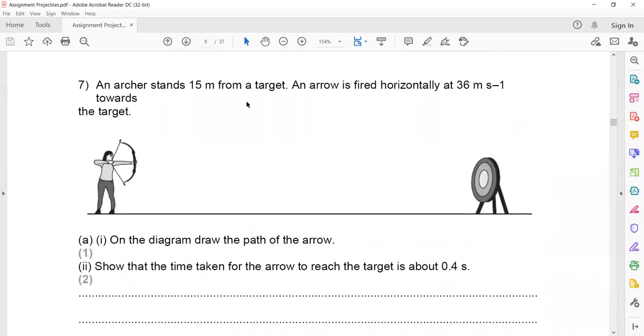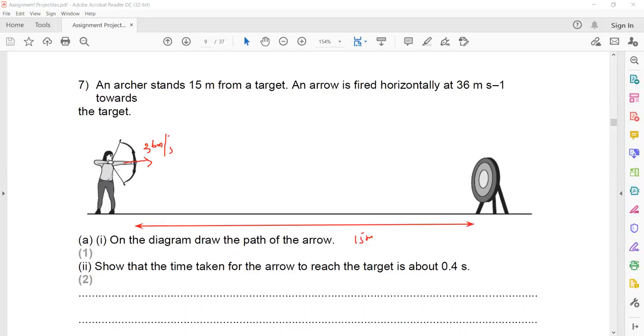An archer stands 15 meters from a target. So an archer is there, standing 15 meters from the target. An arrow is fired horizontally with a speed of 36 meters per second. Show the path on the diagram.